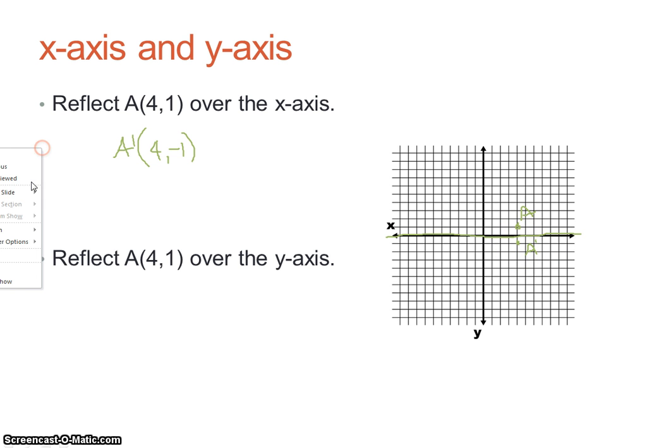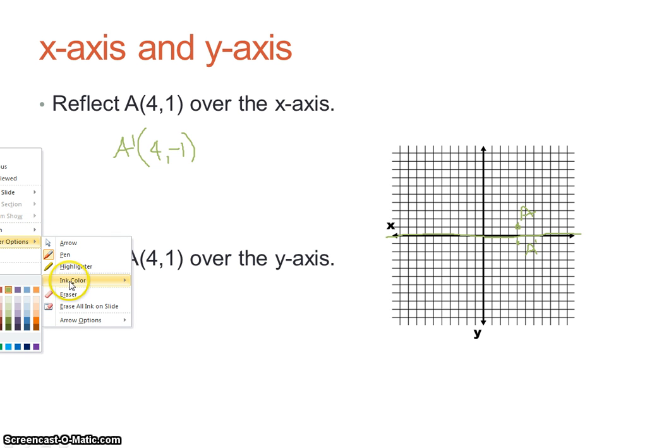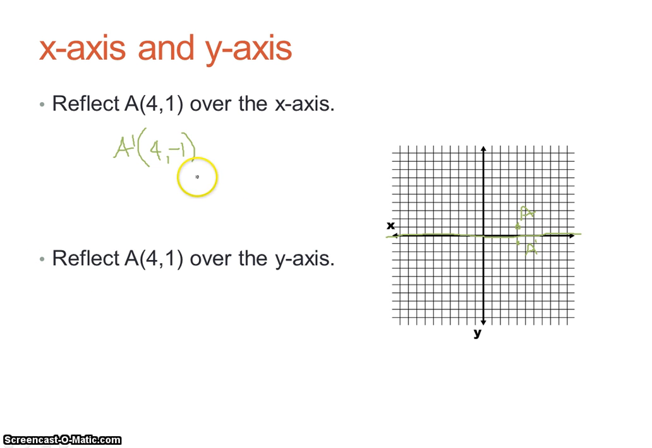So we can write a rule. Alright, looking at our pre-image and our image, the pre-image goes from 4, 1 to 4, negative 1. So our x value stays the same because it's still at x equals 4. Right? The only thing that changes is our y. It goes from a positive 1 to a negative 1. So the rule we have for reflecting over the x-axis is just xy becomes x negative y. Our y becomes the opposite.